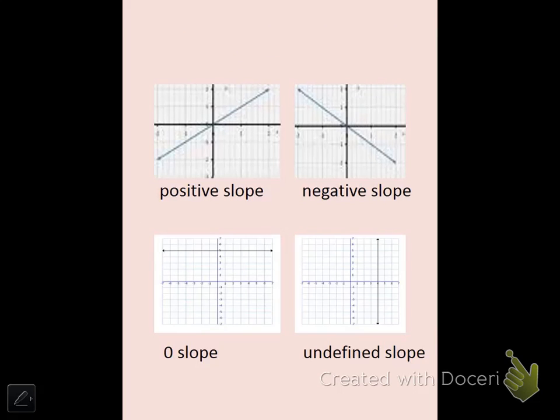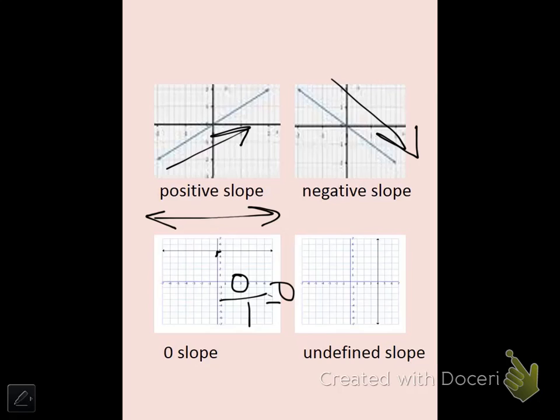Okay, so a positive slope should always be increasing, a negative slope should always be decreasing. A zero slope is always a straight line like this, a horizontal line, because I'm not going up 1, I'm going up 0, but I'm going to the right or to the left 1. So 0 divided by any number is going to be 0. That's why that slope is 0.